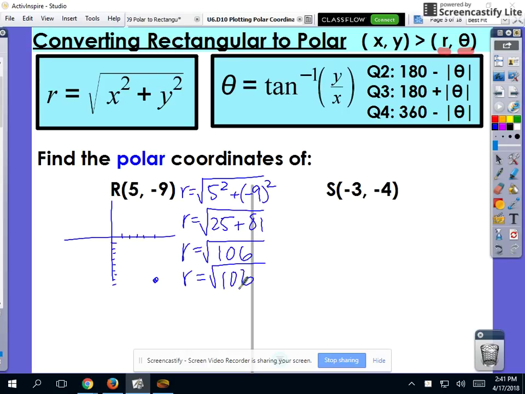Okay, so now we have our angle, and for our angle we have a formula up here. We're going to use our calculator for this one because this is not something that we can find on our unit circle. So tan inverse, because if we're looking at this, we're going to try to find this angle here. Tan inverse is going to give us y over x. So tan inverse for us right here would be negative 9 over 5. Okay, and let me get my calculator and see what we get.